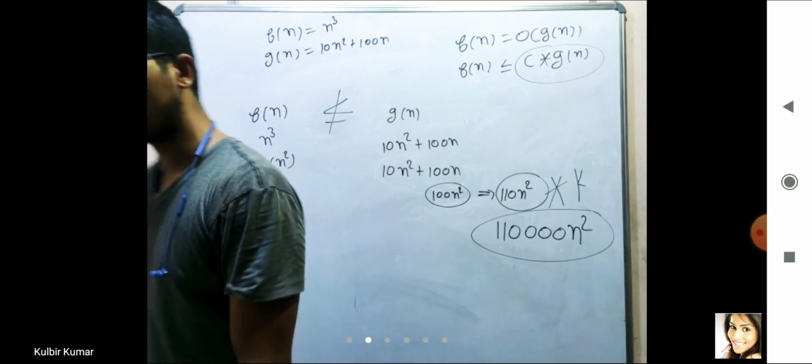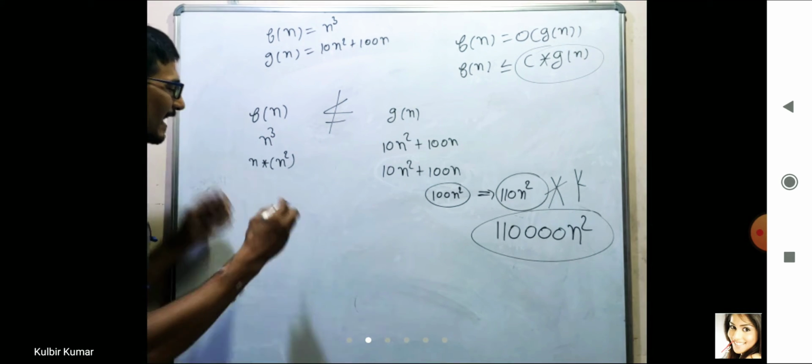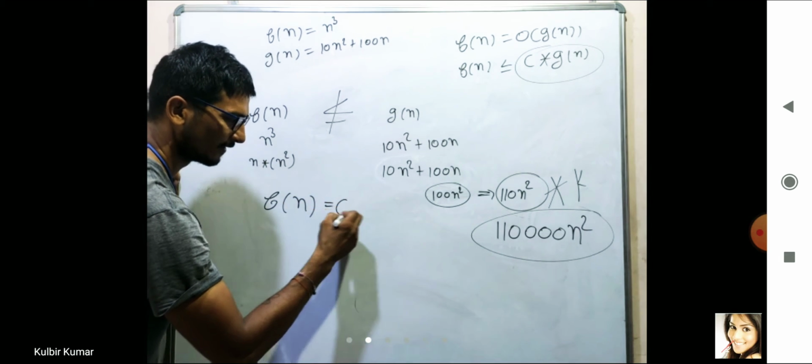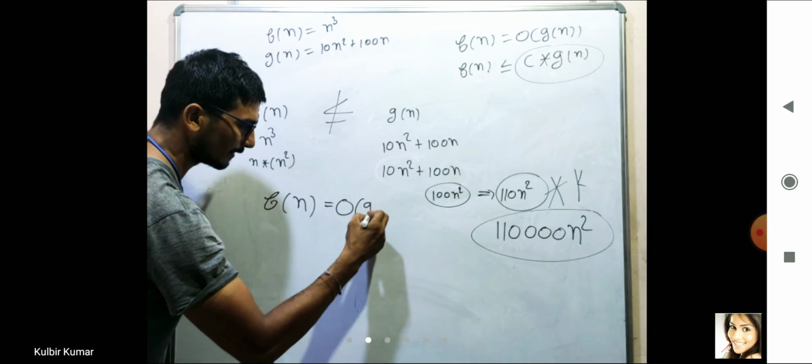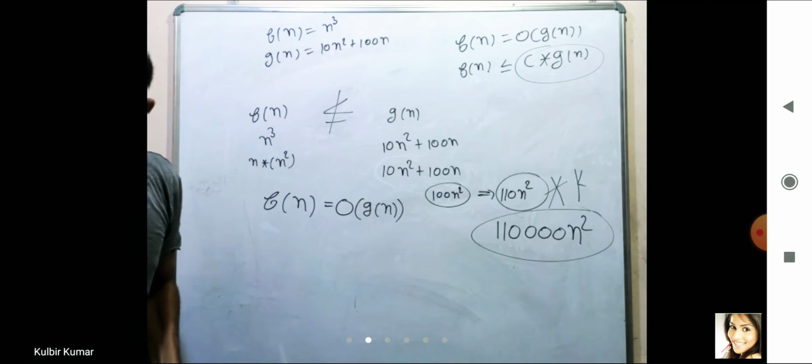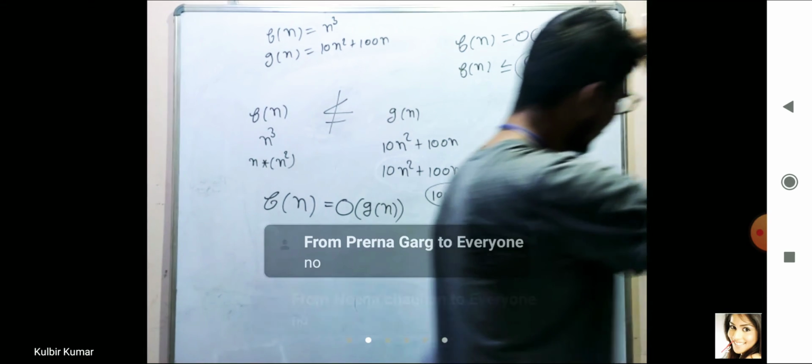So what do you think? Can we write f of n is order of g of n? Is it possible? Can I write f of n is order of g of n?